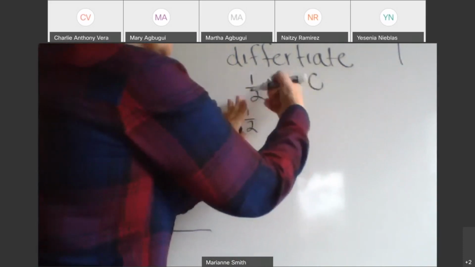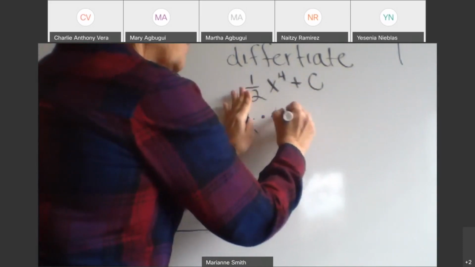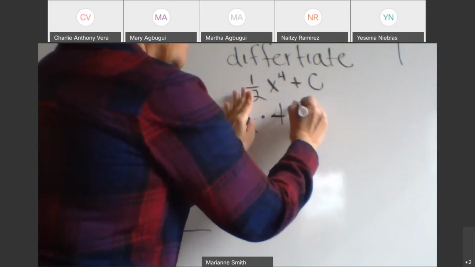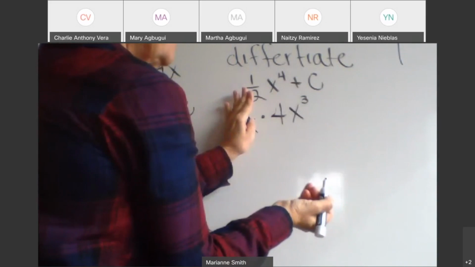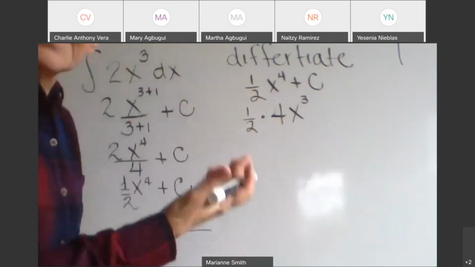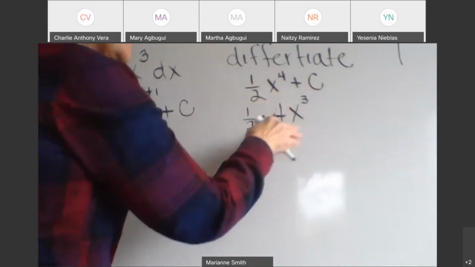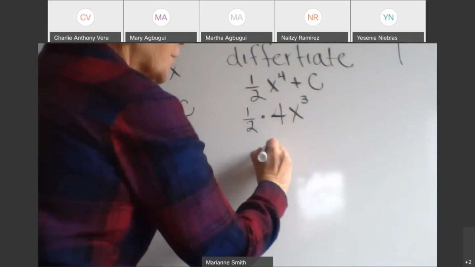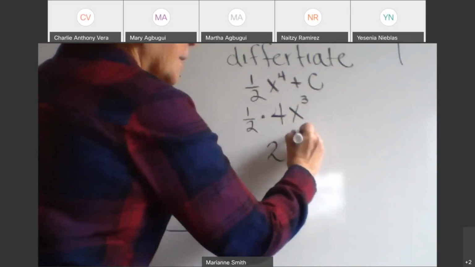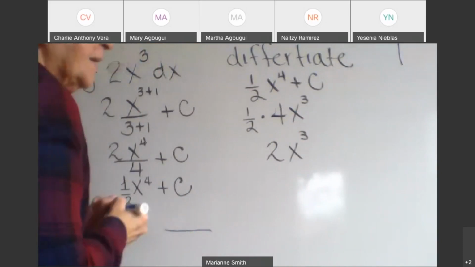I'm not going to pay attention to it just yet. And I'm going to do the power rule for differentiation, which says bring down the 4 and then drop the exponent by 1. Okay. So again, this is the power rule for differentiation. It's the reverse, right? And then all I have to do is do the arithmetic. You can see 1/2 of 4 is 2 x cubed.